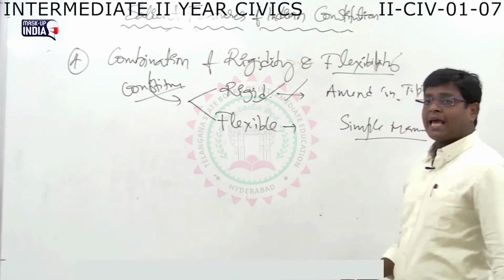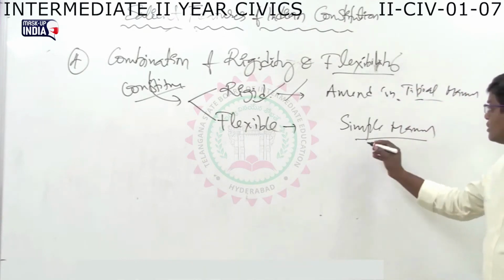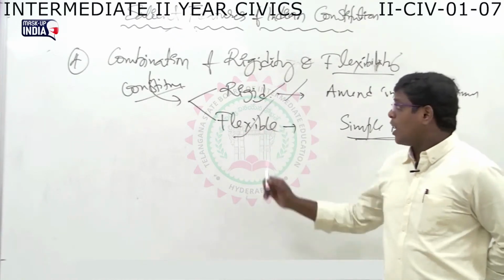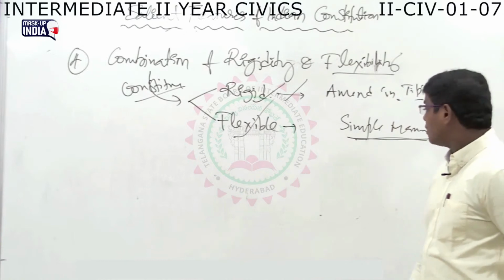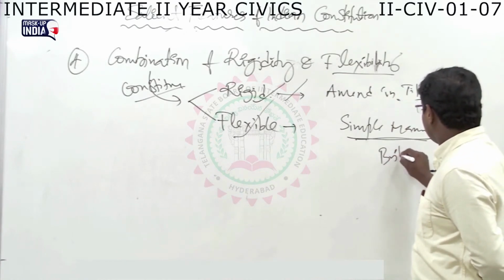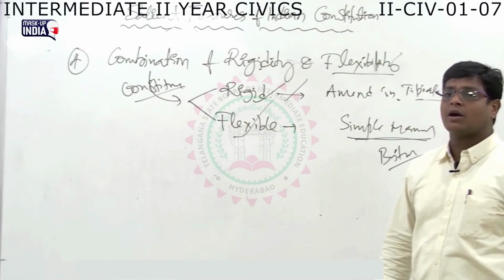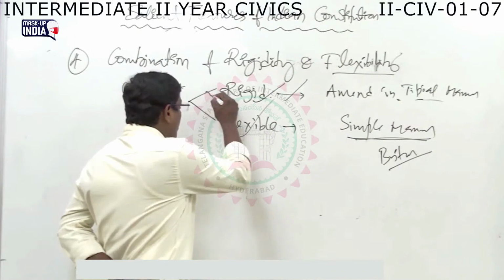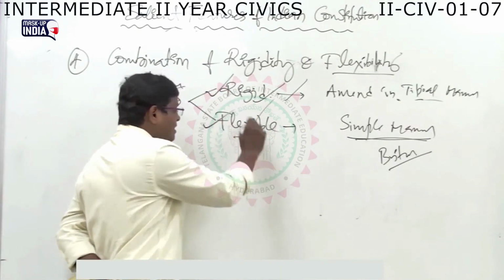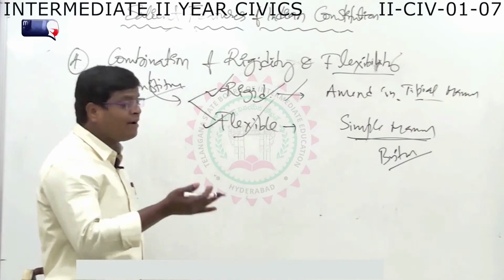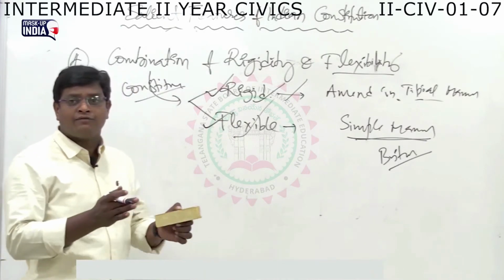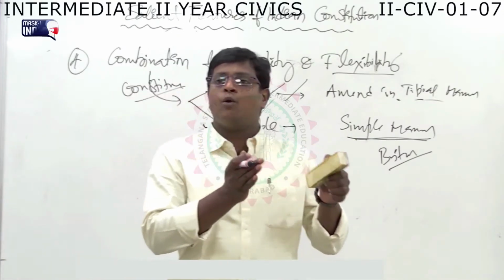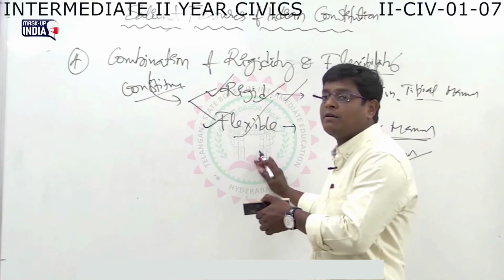That means for the amendment of the constitution, if we have a simple procedure, that is called a flexible constitution. Now, what is an example of a flexible constitution? The British Constitution. Britain has a very flexible constitution in the world. What about India? India is not a rigid constitution. India is not a flexible one. India is both rigid and flexible. It is a blend of rigidity and flexibility. Understand? It is a mixture of both rigid features and flexible features.